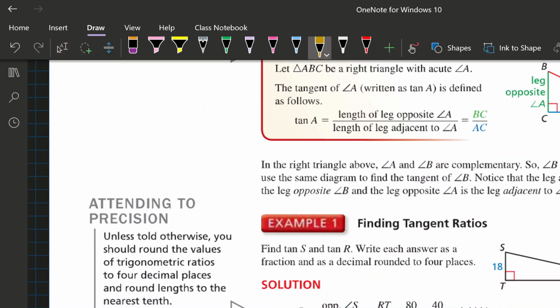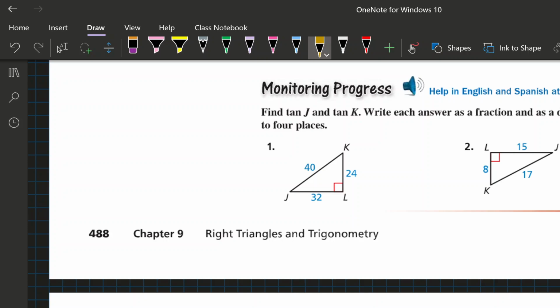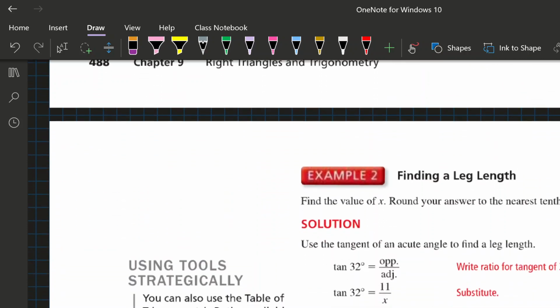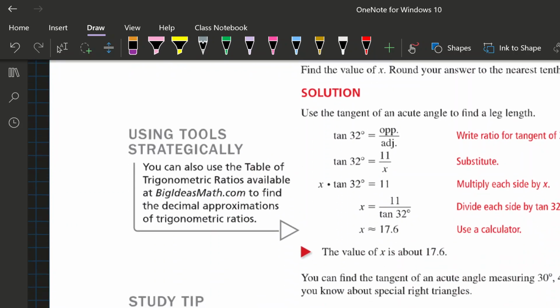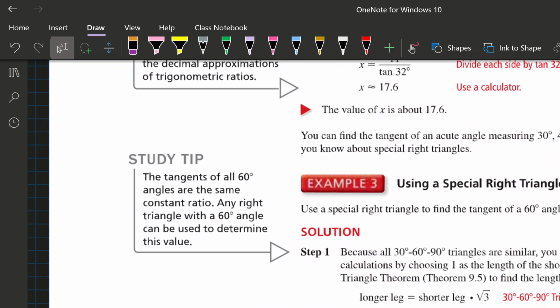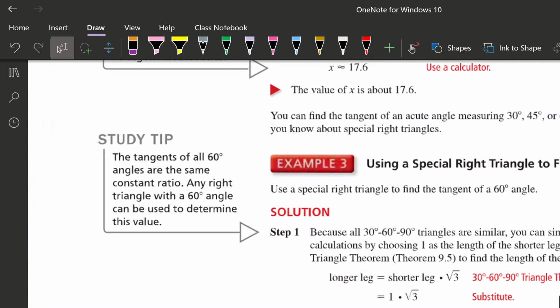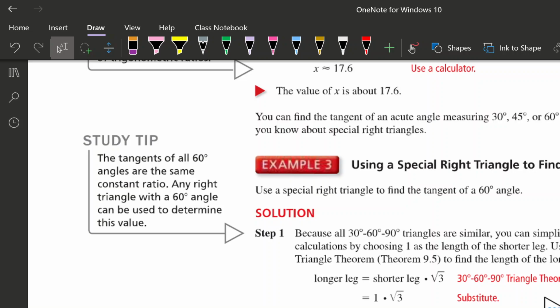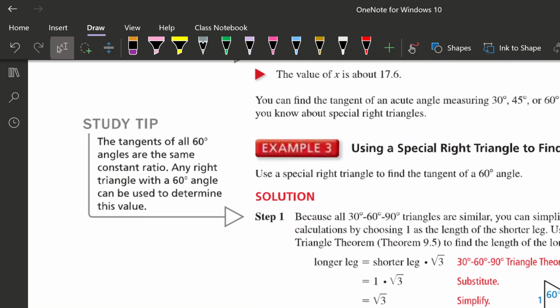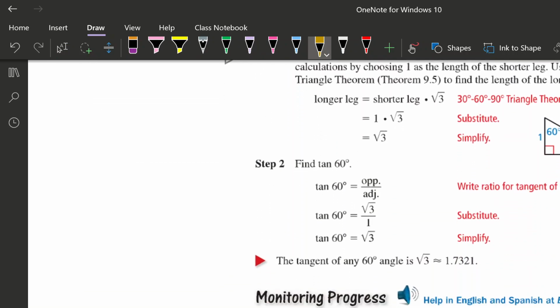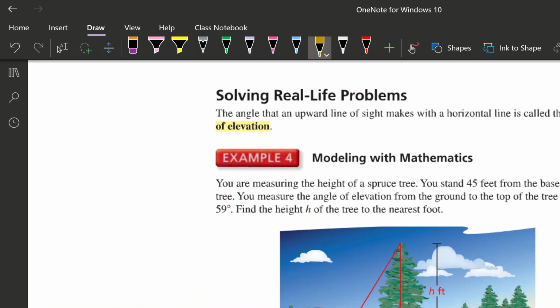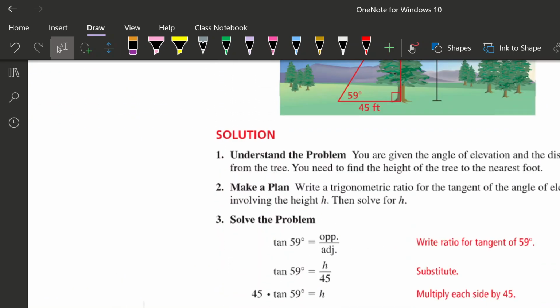Don't forget they also have examples in here you can use. Practice. Another example, this is finding a leg length. You can also look up a lot of this stuff on YouTube. This example 3, I forget which problem this relates to. I'll mention it later. But they mentioned you've got one problem that's using special right triangles on your work here. And you've got some applications here.